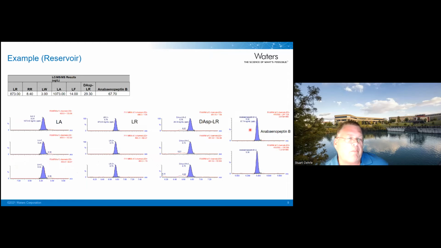So this is just an example of a reservoir sample that we analyzed. What you're looking at here is a single run. I get 3 masses here for microcystin LA, microcystin LR. It also had the DASP LR, and had anabaenopeptin, which is not a current toxin, but it's of interest due to some of the functionality and behavior of it. So this is one you commonly will find in some algae blooms and not in others. But the reason for the multiple masses here is simply as a way of confirming. So for example, microcystin LA gives you a fragment ion at 135, 102.9, and 86.